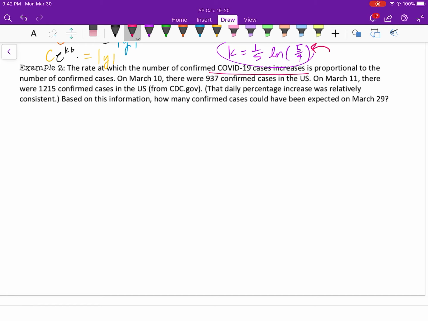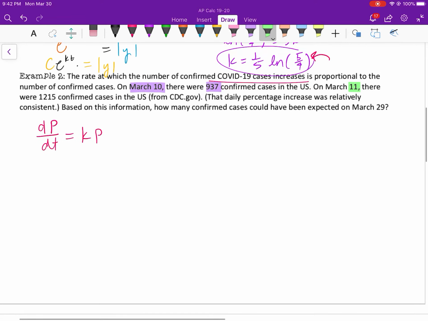So the rate at which the number of cases increases, well, let's call the number of cases P. Then the rate at which it changes is going to be directly proportional to the number of confirmed cases you have. This is the exact same equation we just had from up above, just with different variables. And then from the CDC, we found that on March 10th, there were 937 confirmed cases. And then one day later, there were 1,215 confirmed cases.